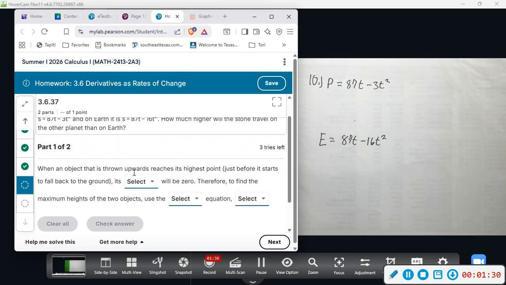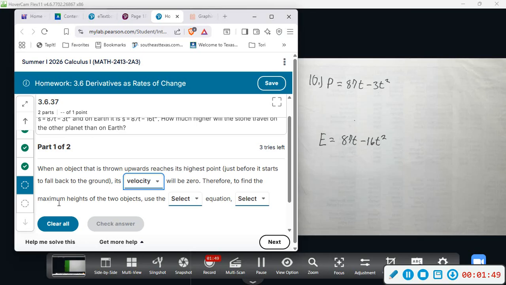It says when an object is thrown upward, it reaches the highest point, and this is just before it starts to fall back to the ground. Its blank will be 0. So when it reaches its highest point, its velocity will be 0. It's going up, velocity slows down, starts coming back down.